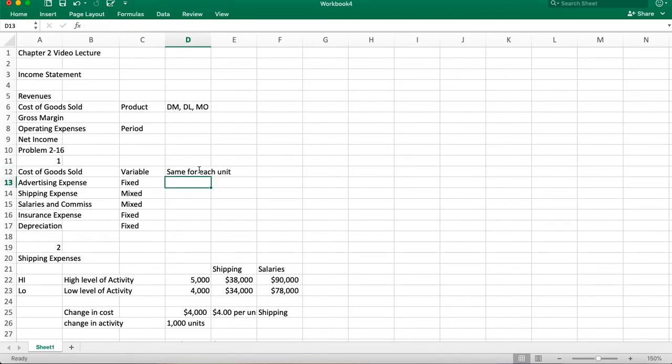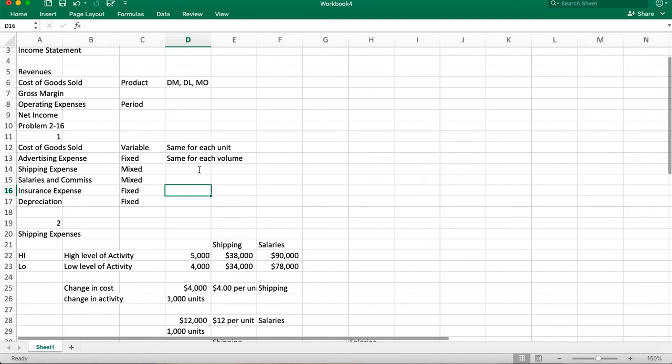Then I look at advertising, and I see that that is the same for each volume, and that is fixed. Then I do shipping, and I see, well, that's not fixed, but if I divide by the number of units, I don't get the same number for each level of unit. So I know this one is mixed. Same thing for salaries and commissions. And then insurance and depreciation, I see that those are both fixed because they do not change for the level of sales.